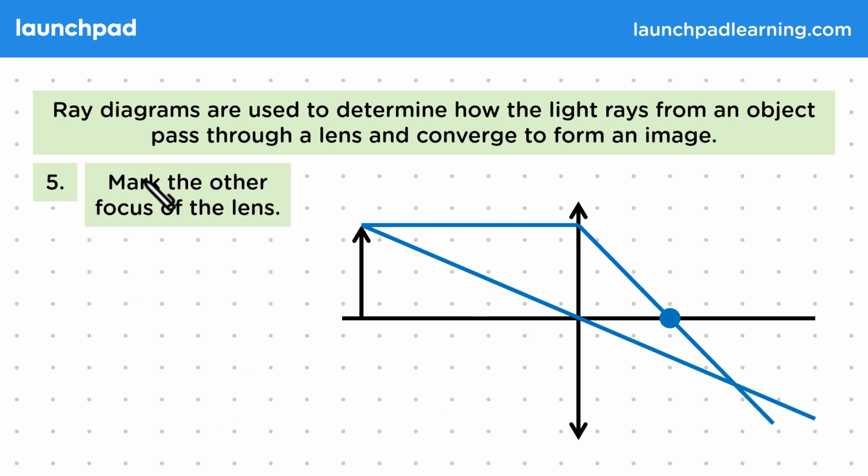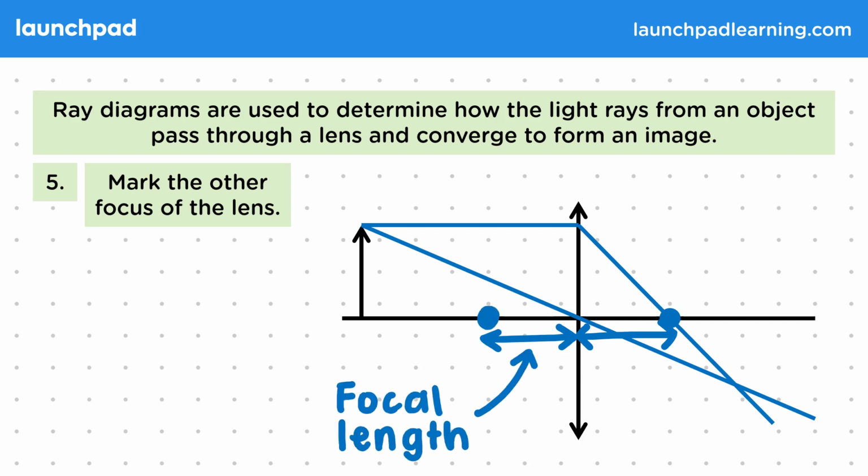In step 5, mark the other focus of the lens. Now, since the convex lens is symmetrical, there must be a second principal focus on the other side of the lens. Again, this may be given to you, or you may have to mark this yourself. This can be done using the fact that both foci must be the same distance from the lens, or you can find it using a given focal length. So in this case, the second focus must be here.